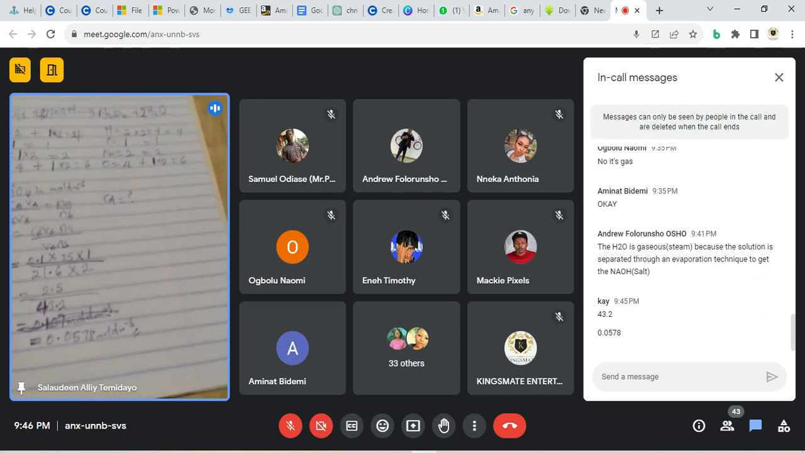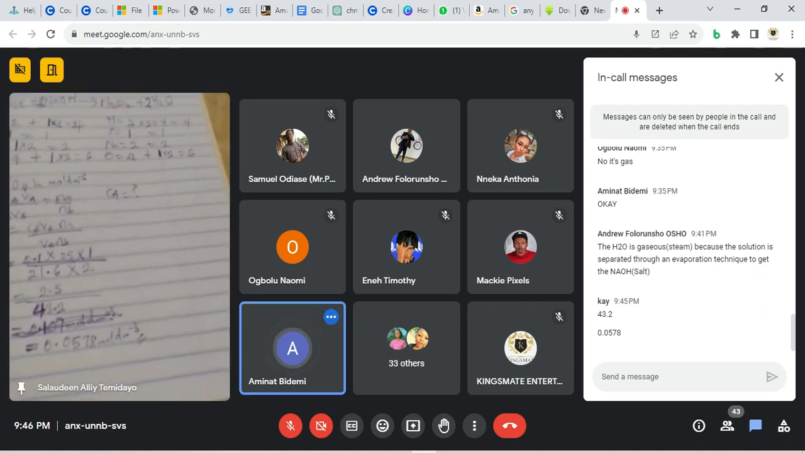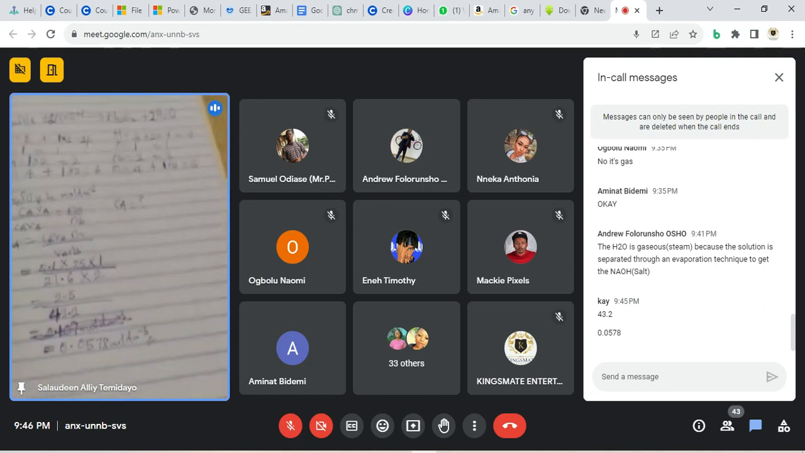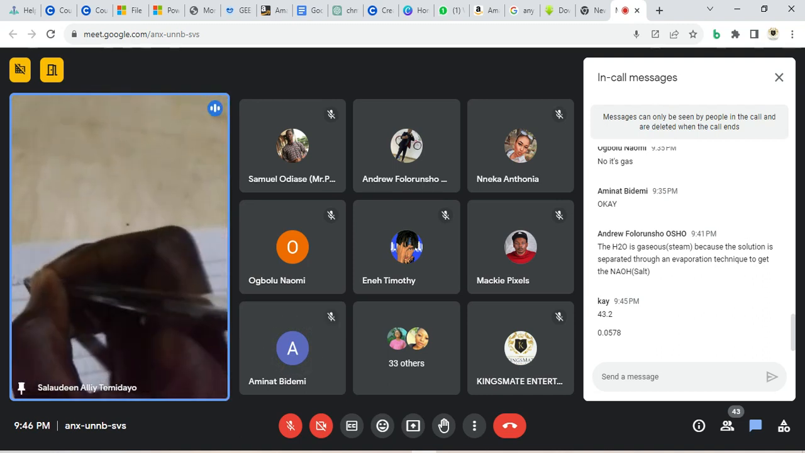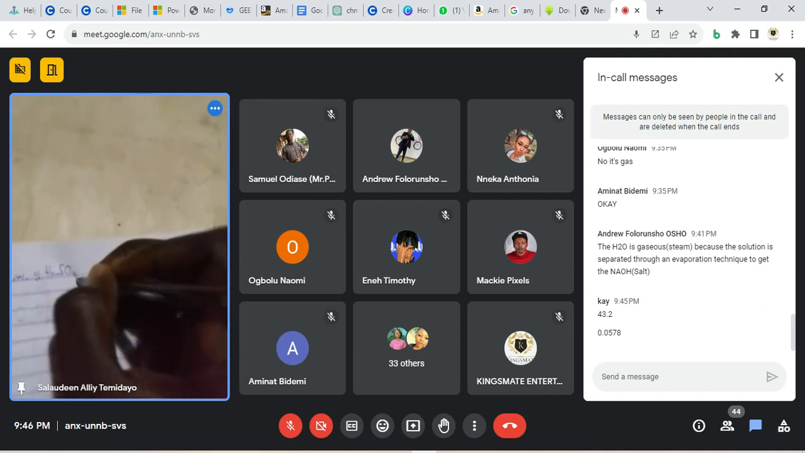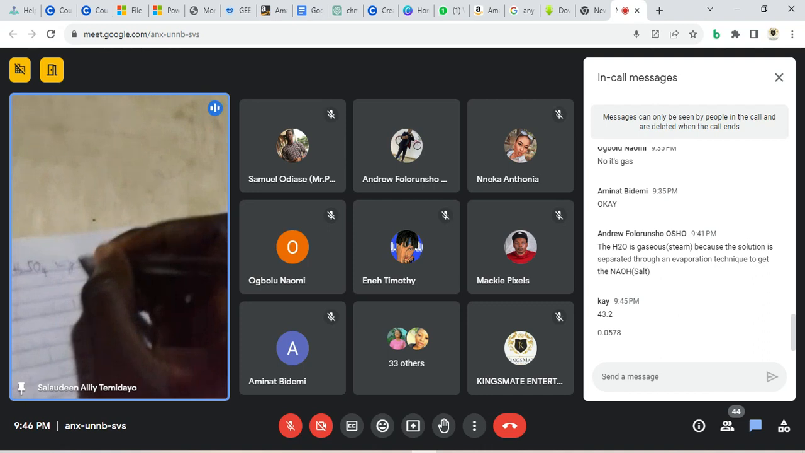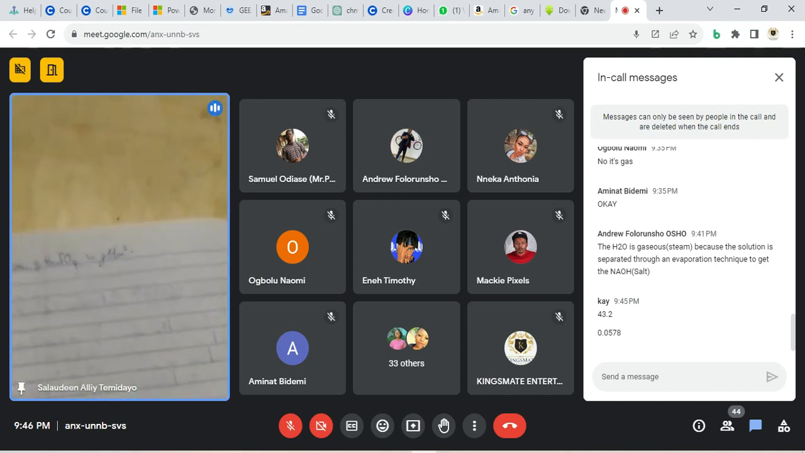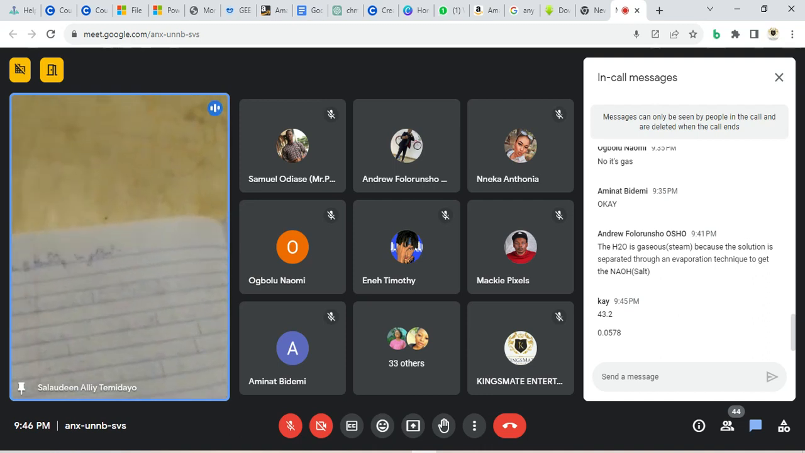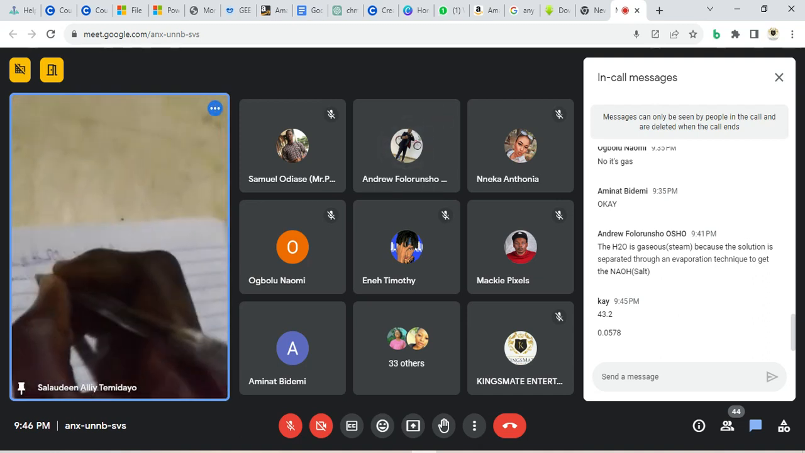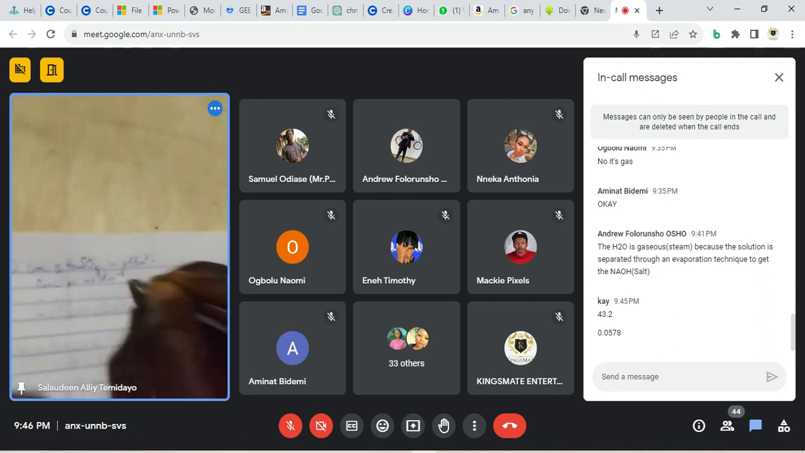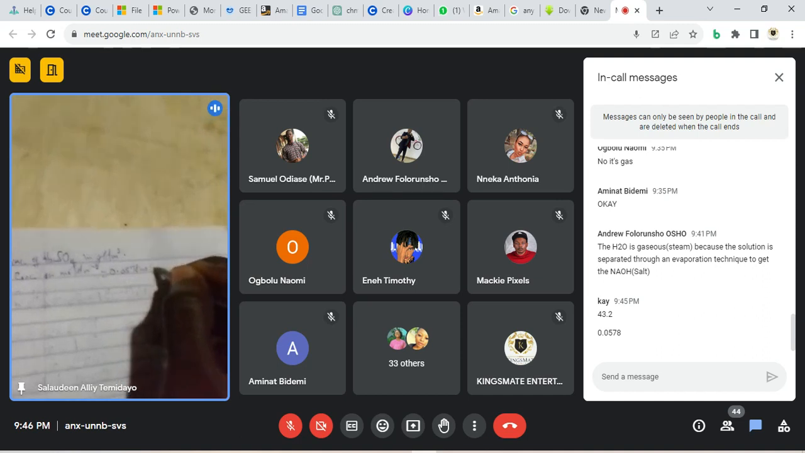So the next question, that should be III. III is the concentration of H2SO4 in grams per dm cube. So to do this one now, we are going to use the formula that connects concentration in moles per dm cube, molar mass, and concentration in grams per dm cube. What's the concentration in moles per dm cube? 0.0578. So we are writing that out first.